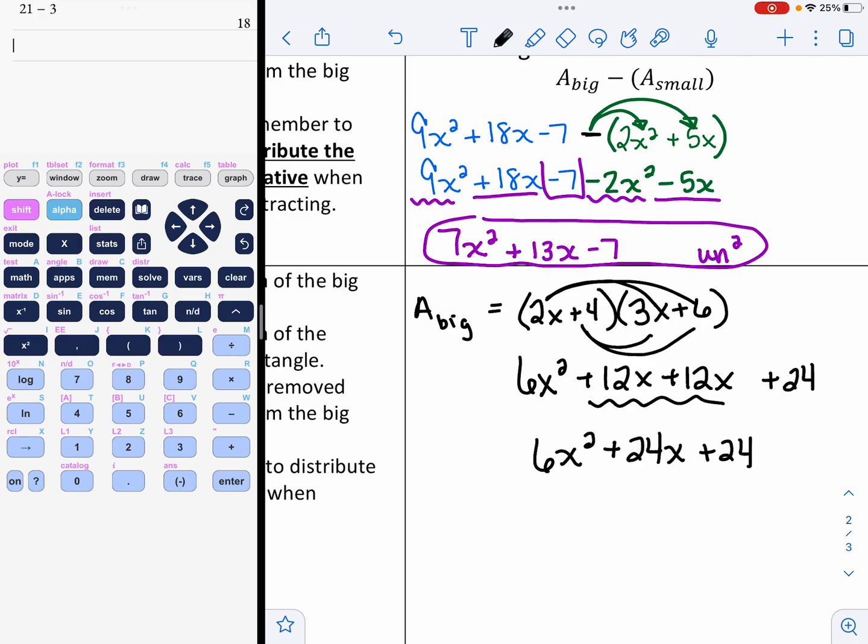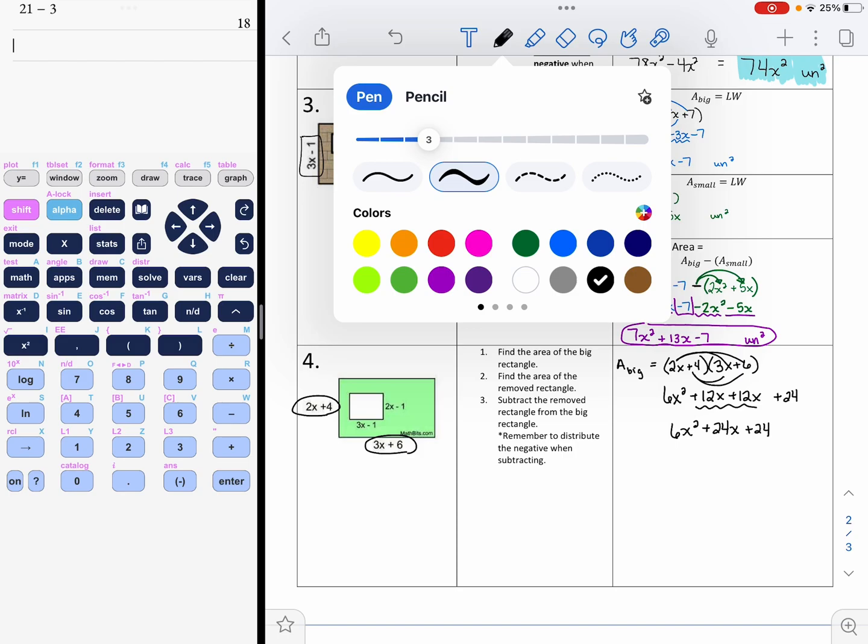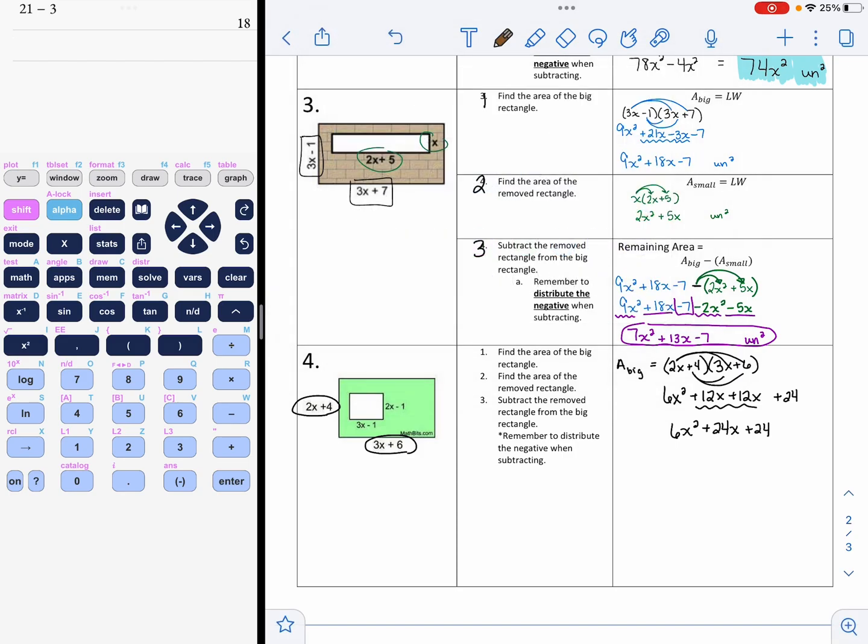Please remember, this is the area of the big rectangle, okay? Like that, the overarching rectangle. Now we're going to remove that inside rectangle. I'll just make it brown, whatever. So you see this small rectangle?